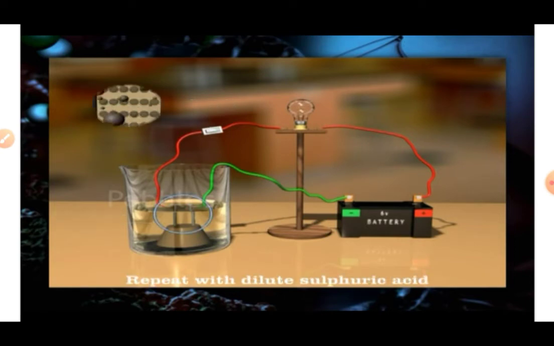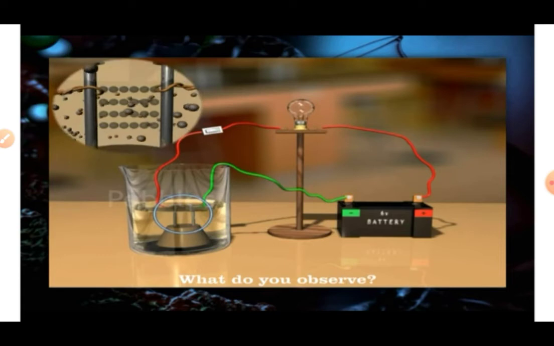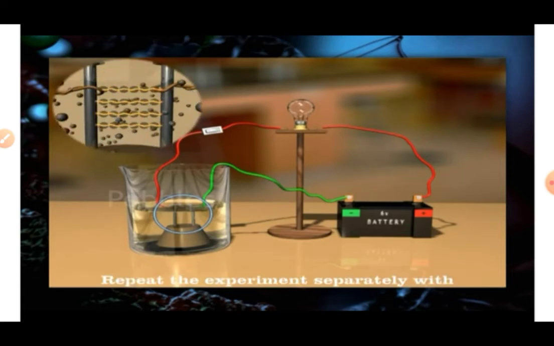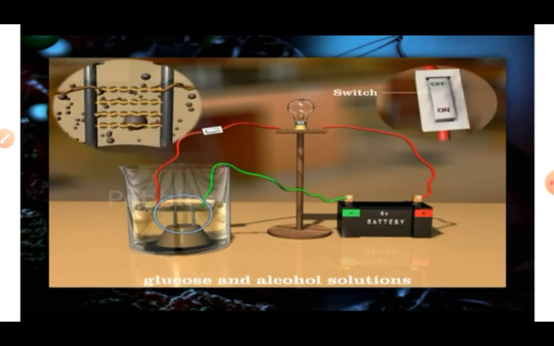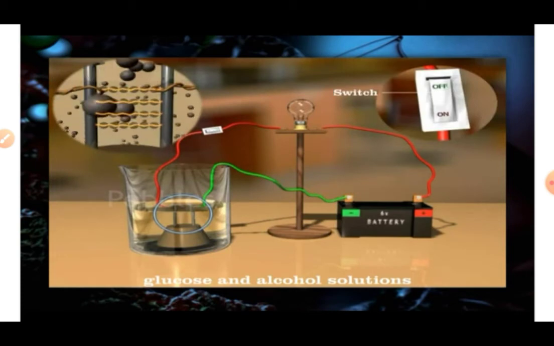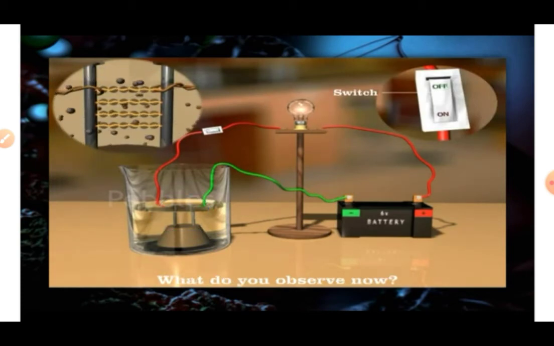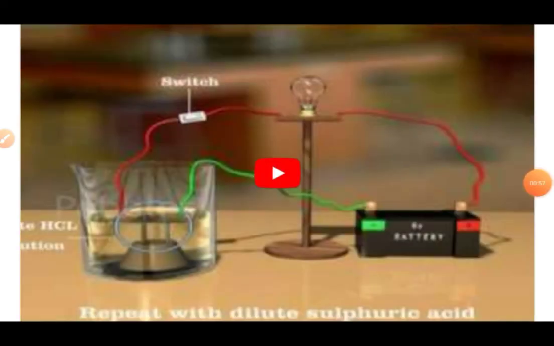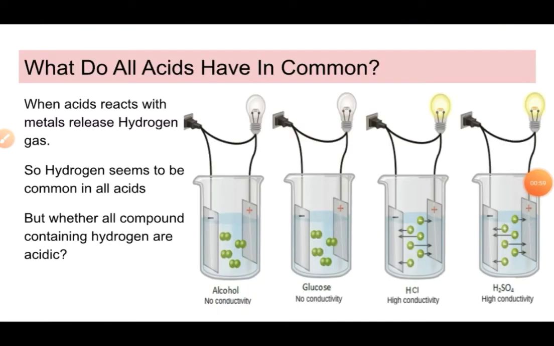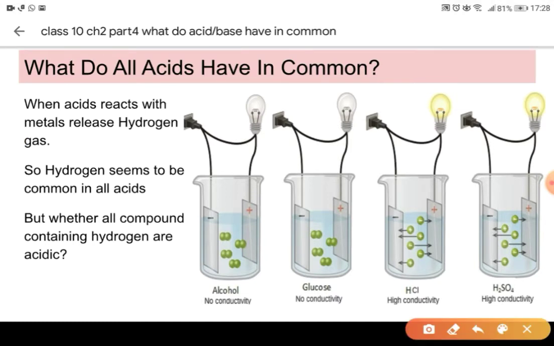Repeat this with the sulfuric acid, glucose and alcohol. What do you observe? We observe that the bulb will not glow in glucose and alcohol, but in case of acids, the bulb does glow. Why is this so? Now let's understand that when acids react with metal, they produce hydrogen gas.